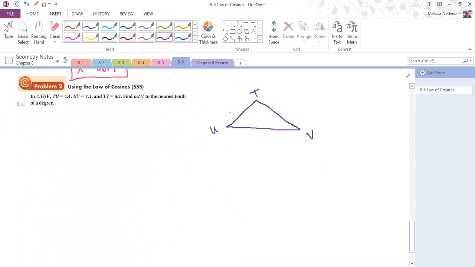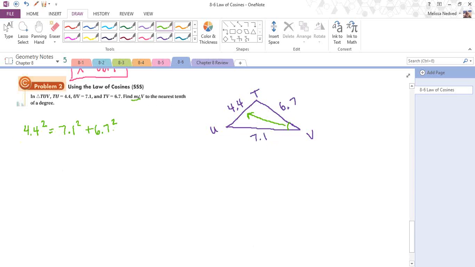It doesn't matter if it's accurate or not, or drawn to scale, but just get yourself a picture so you know what you're looking for. Now I'm asked to find the measure of angle V. V is this angle here, and that means that I'm going to use the side across from it, TU, or that 4.4, on the outside of my equal sign. So let's start by setting that up. 4.4 squared equals my other two sides squared and added together, and you can put those in either order.